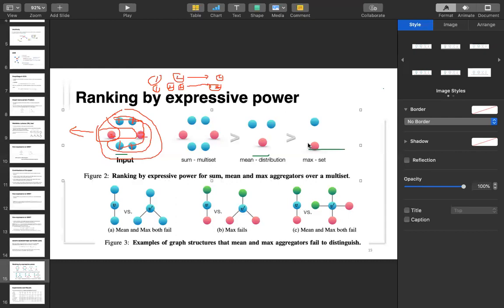Can I ask one question? When you take the max, do you take the maximum among the same set of elements, or do you take the maximum globally? Maybe for each dimension you take a max.